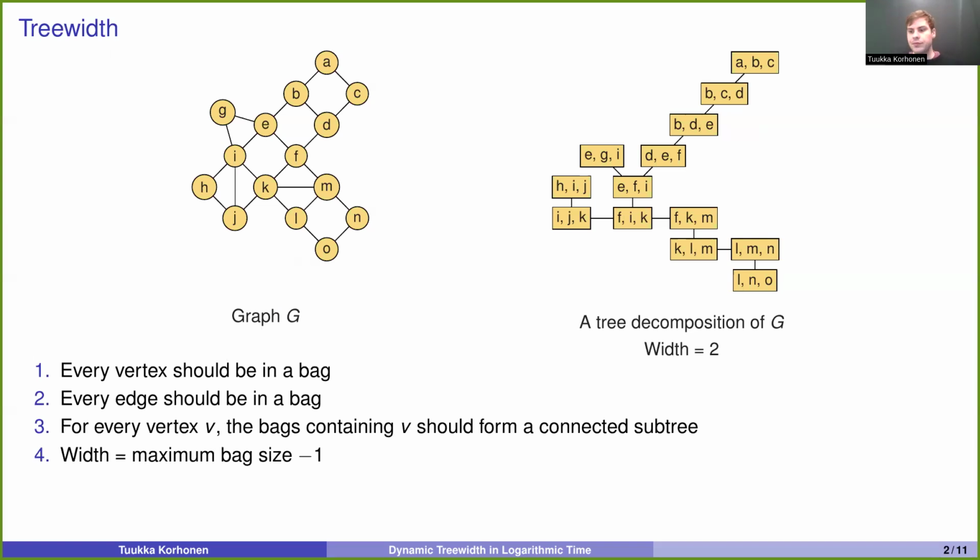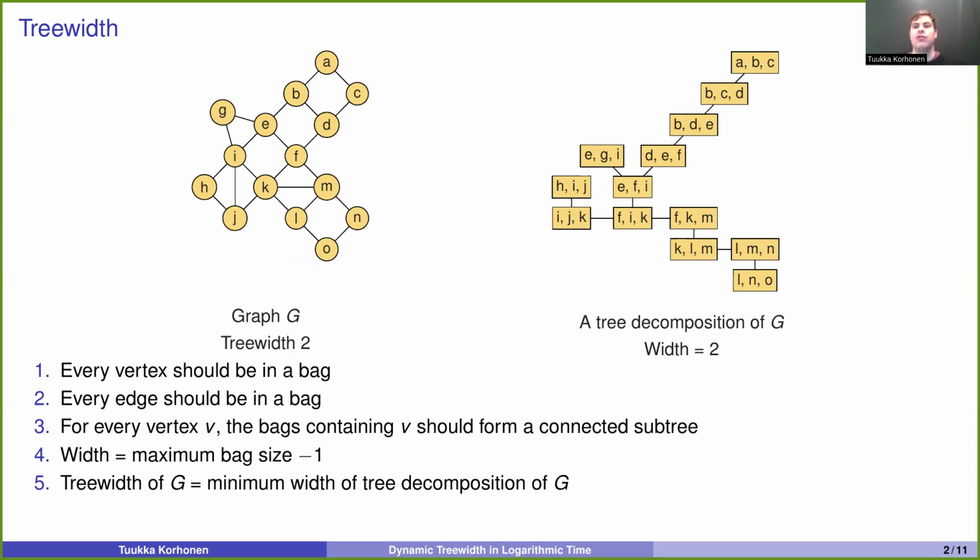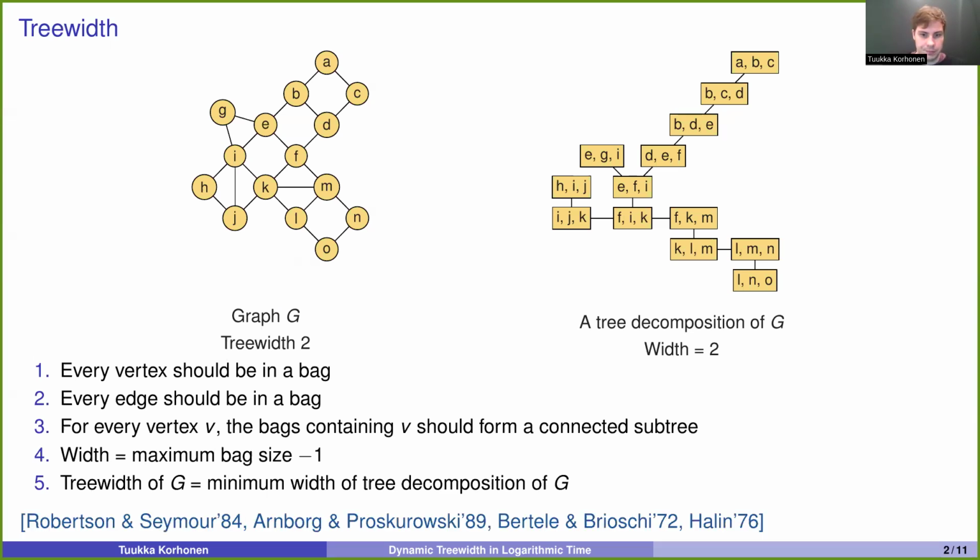And the treewidth of a graph is the minimum width of a tree decomposition of the graph. So we know because this graph has a tree decomposition of width 2, its treewidth is at most 2, and actually its treewidth is exactly 2 because only forests have treewidth 1. Yeah, and this definition of treewidth was given by multiple people independently of each other already in the 70s and in the 80s.